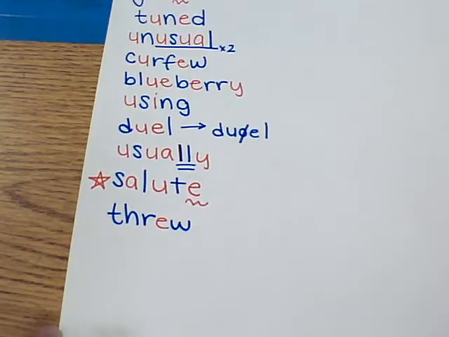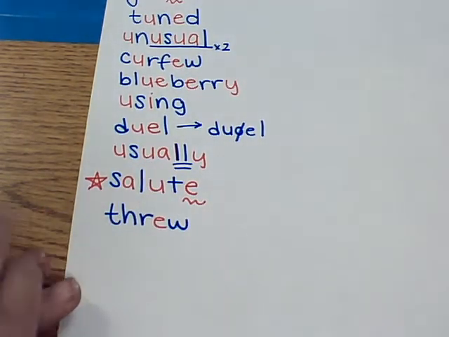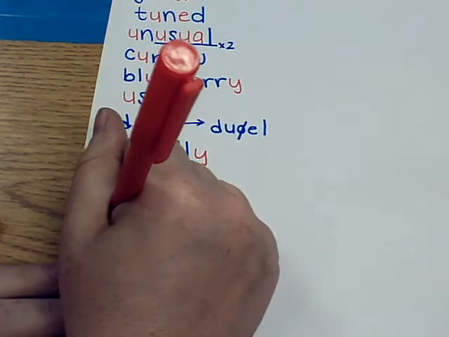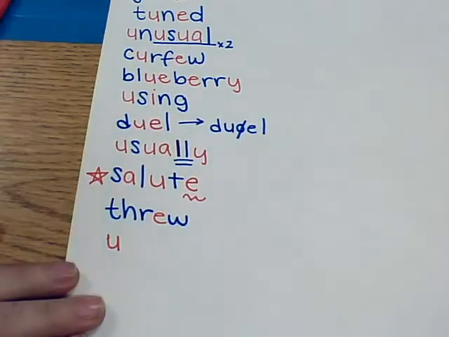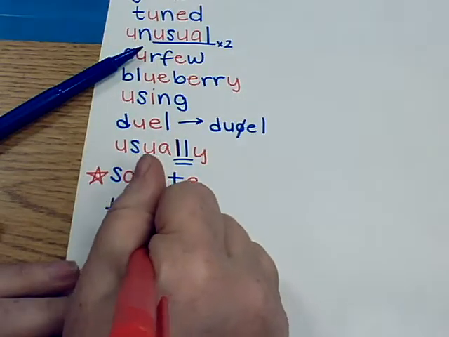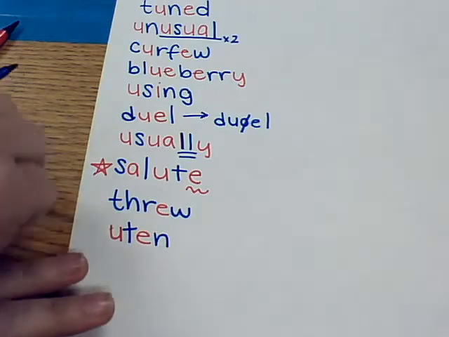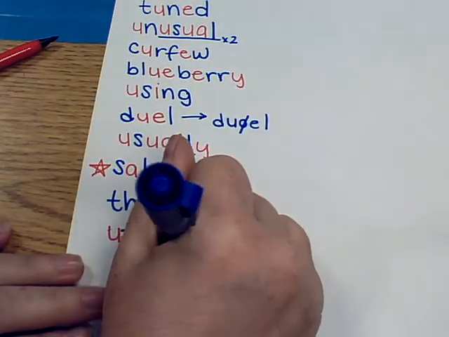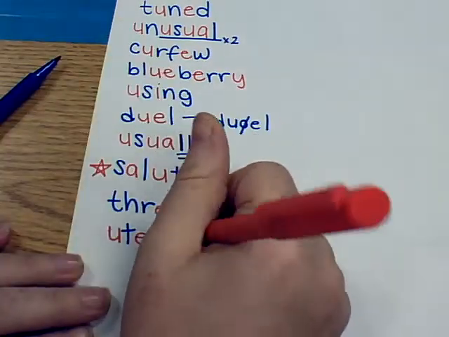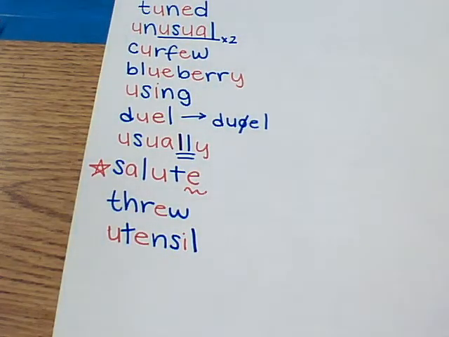Then we have utensil, which a lot of you guys are forgetting. You're forgetting your utensils in the cafeteria. So we have U, T-E-N, S-I-L. Utensil.